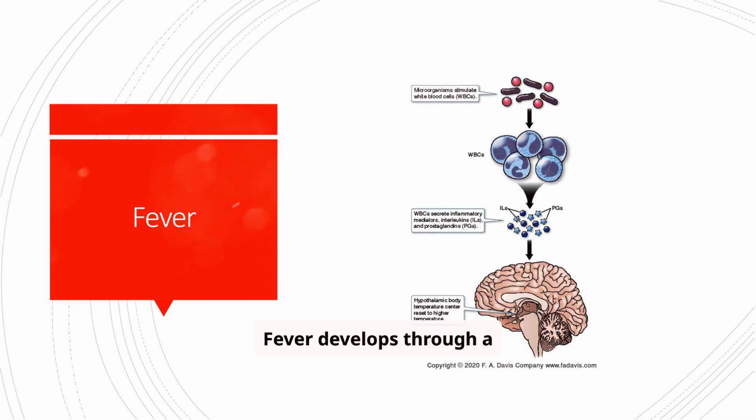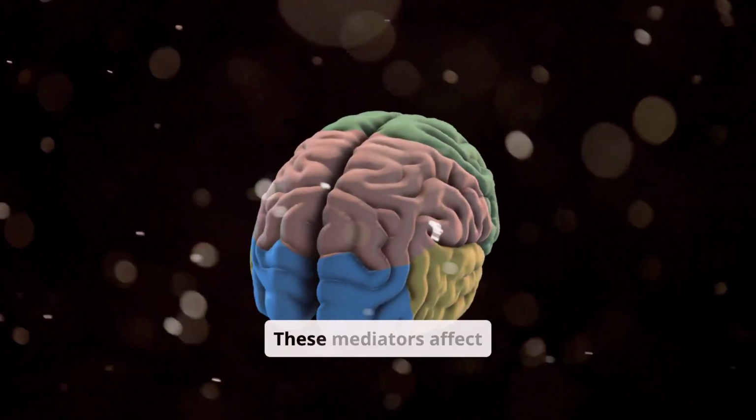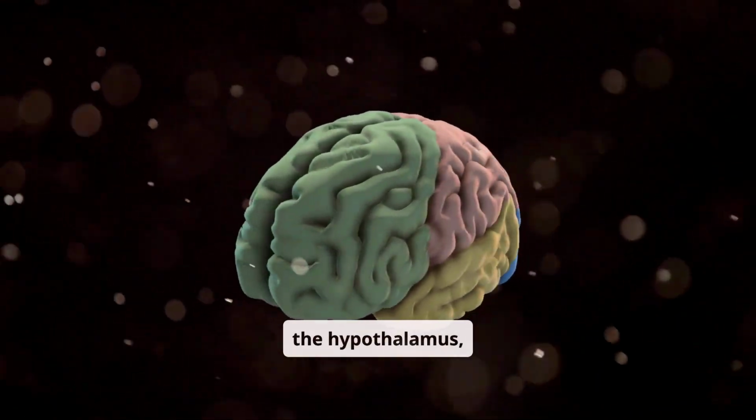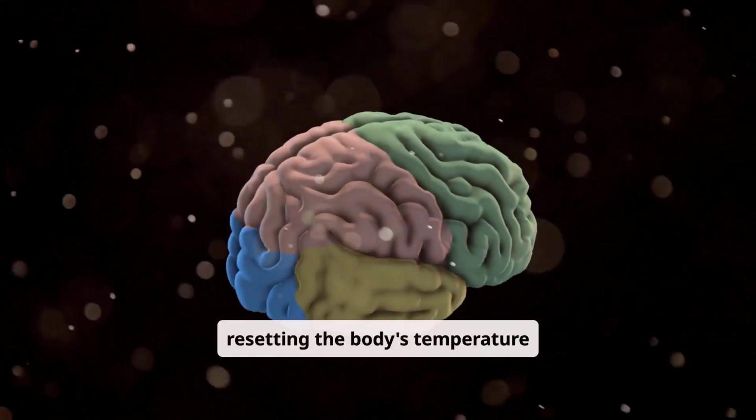Fever develops through a cascade of events. Microorganisms stimulate WBCs, which then secrete inflammatory mediators like interleukins and prostaglandins. These mediators affect the hypothalamus, resetting the body's temperature to a higher level.